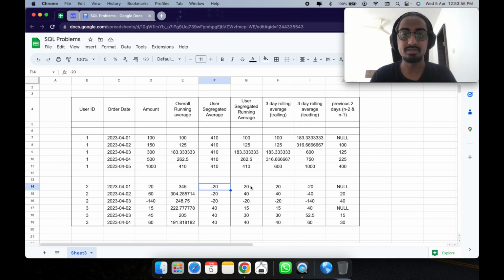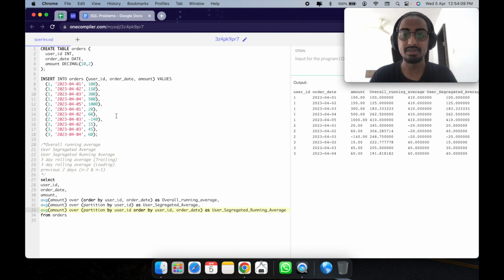Yeah, it's correctly matching. So we have combined running average and user segregated average into user segregated running average. Now next would be the 3-day rolling average. So how do we do that? Here it's a new concept. We are going to learn about preceding. So how does that work?